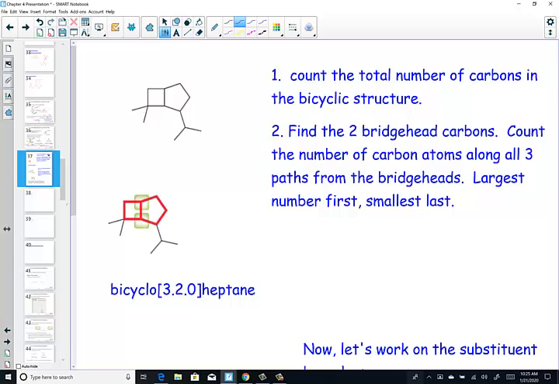So just to practice step by step, we're counting the total number of carbons in the bicyclic structure. We'll find the 2 bridgehead carbons, and count the number of carbons along all 3 pathways from the bridgehead, making the largest number first, the smallest number last. So here is a structure. Draw it with me on your notes. We have a cyclobutane fused to a cyclopentane. So we have 2 cyclic rings fused together.